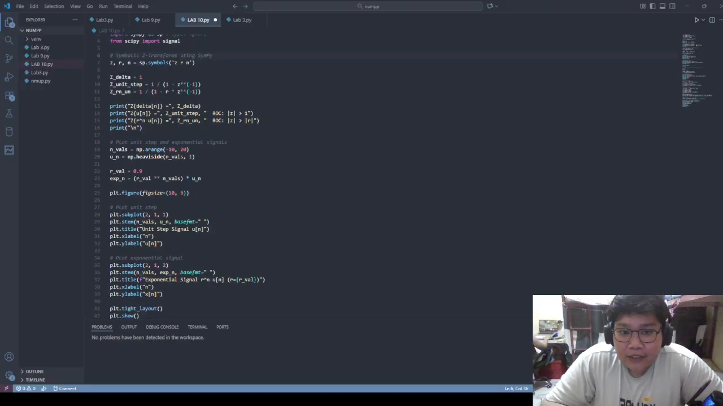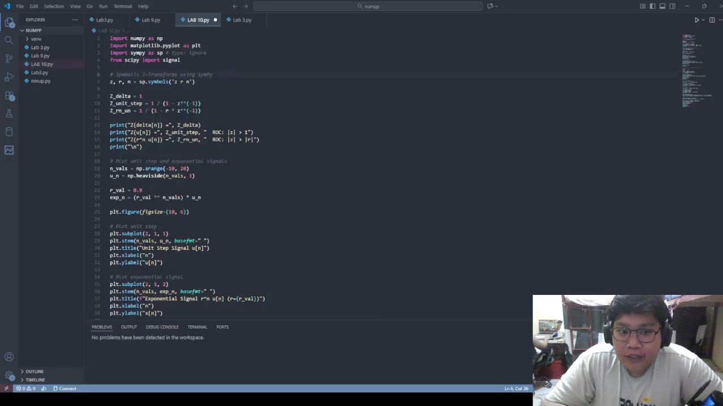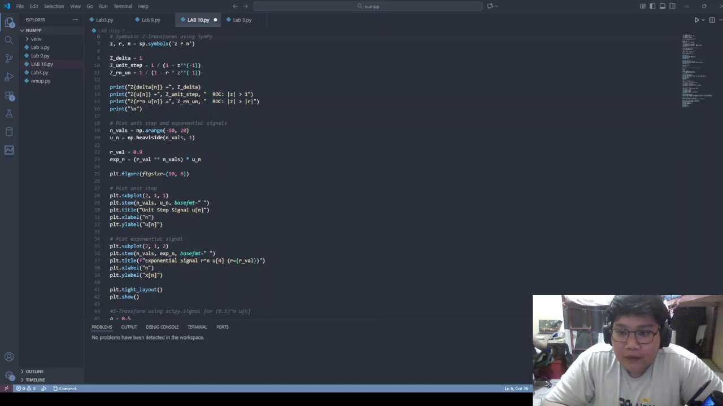Next, we generated and plotted two signals, a unit step and an exponential sequence. Here, the unit step signal was computed by using the NumPy Heaviside function, which is here. Then we defined an exponential decay sequence with R equals 0.9. Then we plotted them by using stem plots. The unit step plot shows sudden activation at n equals 0, while the exponential plot shows a decaying sequence that starts at 1 and gradually approaches 0.